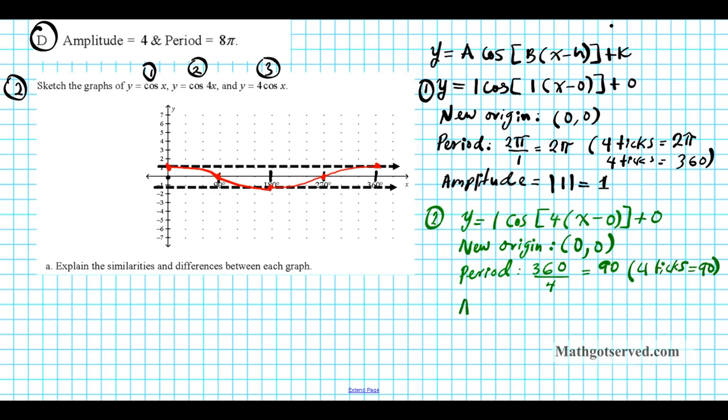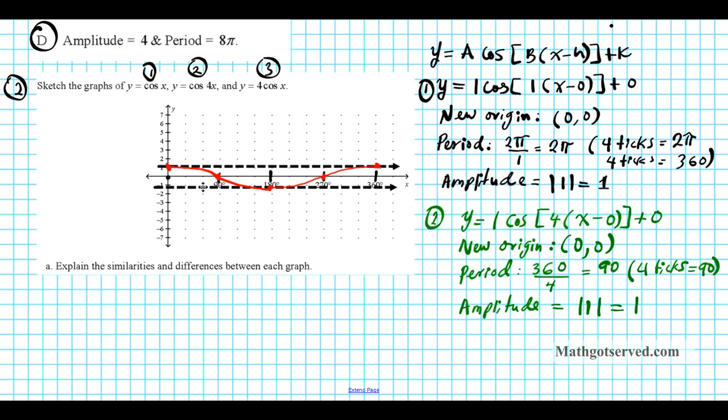How about our amplitude? Amplitude is the absolute value of A. In this problem, we can clearly see that A is 1. That's the coefficient of cosine. So we have the absolute value of 1 equals 1. So that's enough information to graph. Let's go ahead and graph the function.